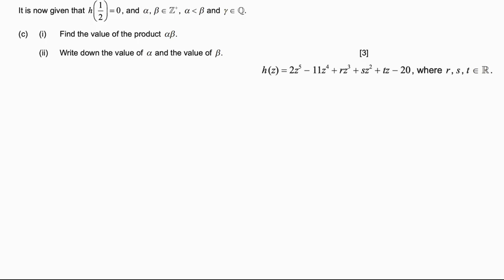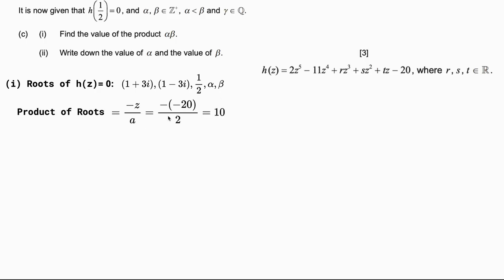So we know that the roots of h of z equals 0 are obviously 1 plus 3i, since we showed previously that p equals 1. So we get 1 plus 3i, 1 minus 3i, which is the conjugate, a half, which is given over here, and the other two roots are alpha and beta. And over here, we can use the product of roots formula, which is negative z over a.